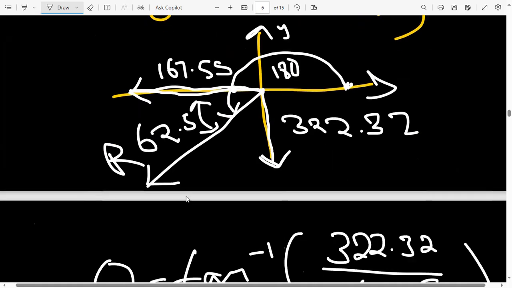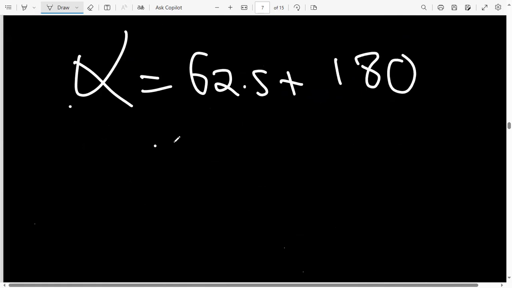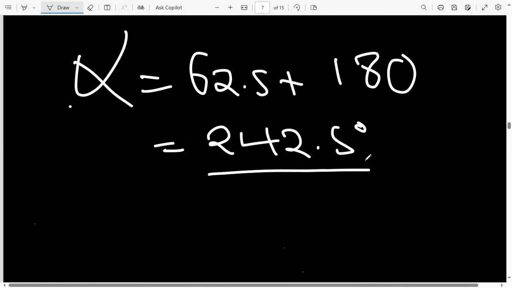So to find the direction of this resultant here, we want this angle starting from the positive x-axis all the way up to here. So we are just going to add 180 plus the 62.5. That will be our direction. So we are going to say direction, we can represent it by this symbol. It's just going to be 62.5 plus the 180. If you punch this on your calculator, you're going to surely get 242.5 degrees. So this is the direction.